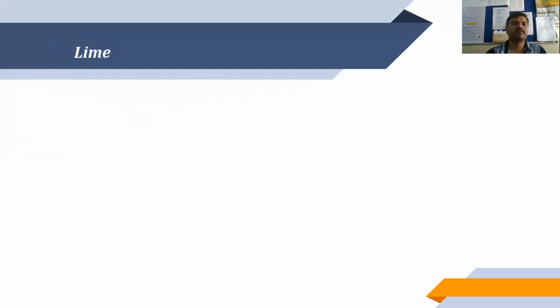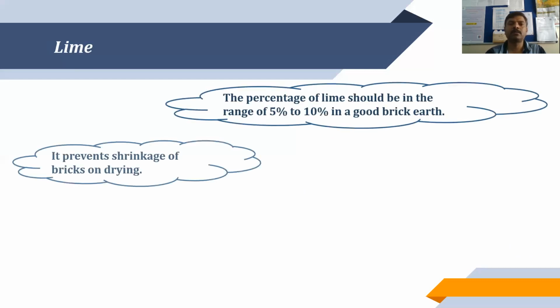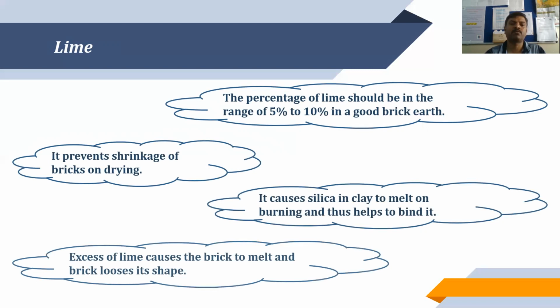The next one is lime. This is again one of the important constituents of the brick. There are four brick properties of lime. The percentage of lime should be in the range of 5 to 10%. It prevents shrinkage of bricks on drying. It causes silica in clay to melt on burning, thus helping to bind it. Excess of lime causes the brick to melt and the brick loses its shape.